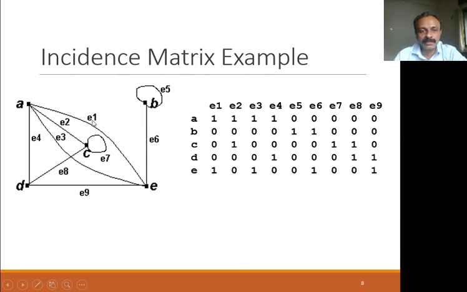So we can say, suppose this is an edge E1 from A to E, and E1 is incident on the vertex A. So there is entry 1. E2 is also incident on vertex A, E3 is also incident on vertex A, E4 is also incident on vertex A. Therefore, we get in the incidence matrix entries 1, 1, 1, 1. Now, none of the other edges is incident on vertex A. That's why we get the entries 0, 0, 0, 0.